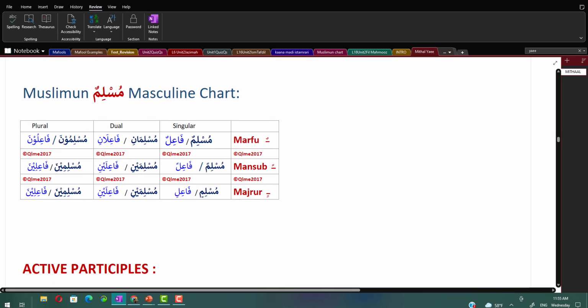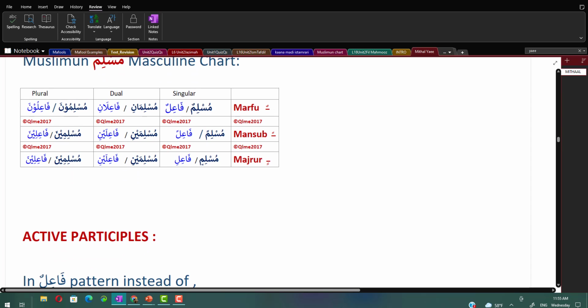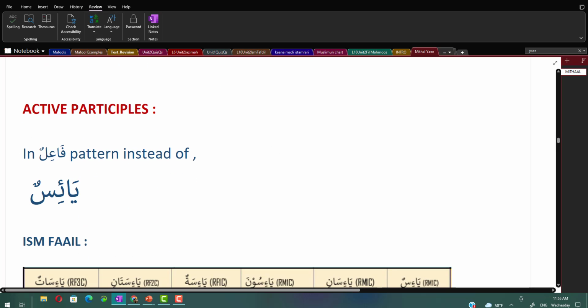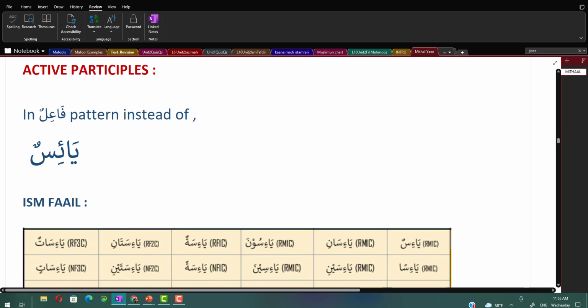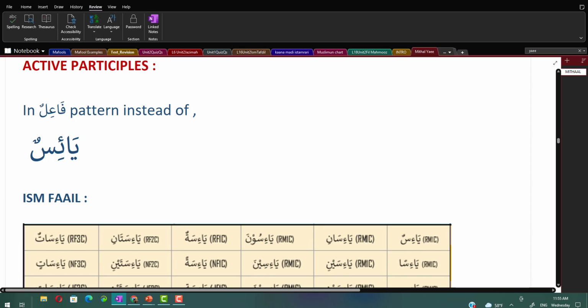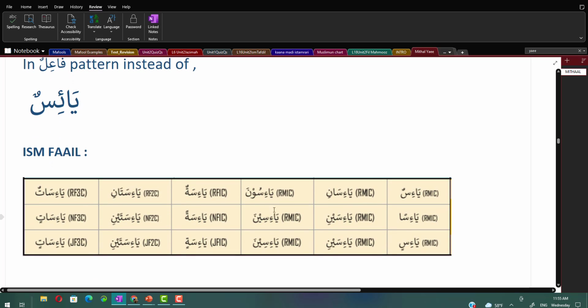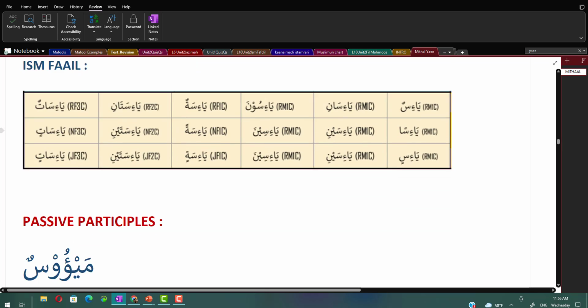Now the pattern fa'ilun, active participles fa'ilani, fa'iluna, fa'ilan or fa'ilin, fa'ilaini, fa'ilina. So in this pattern, fa'ilun pattern, we have ya'isun. Okay, so ya'isun, ya'isani, ya'isuna, ya'isan or ya'isin, ya'isaini, ya'isina. For feminine, ya'isatun, ya'isatani, ya'isatun. Ya'isatan or ya'isatin becomes ya'isataini and ya'isatin.